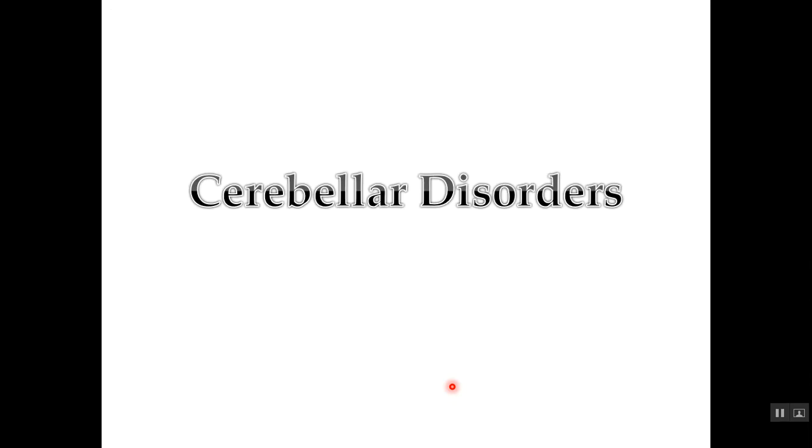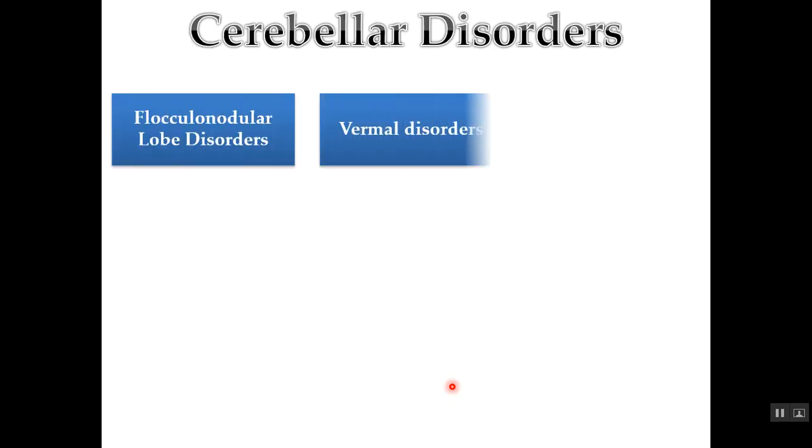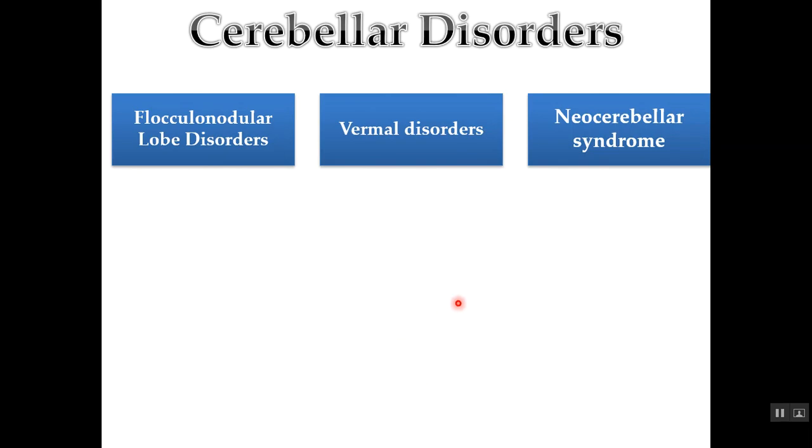What about the disorders of the cerebellum? We have 3 main disorders: folliculonodular lobe disorders, vermal disorders, and neocerebellar disorders. We will talk about the neocerebellar syndrome in detail.